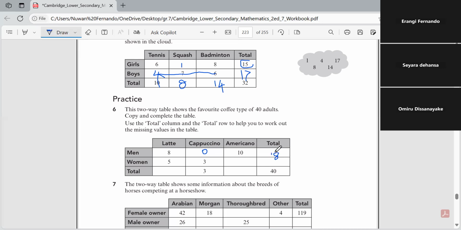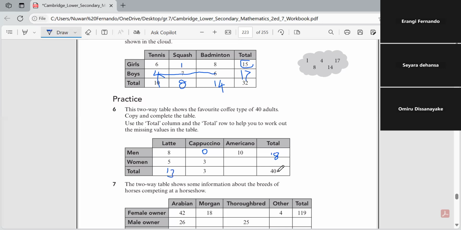Americano. Is it easy to get the Americano total? No. So don't go for that. Go for the easy one. So we can take the Latte total, right? How to get the Latte total? Just add the men and women. So what should be the total? 30. Right. So after that you can get the Americano total.